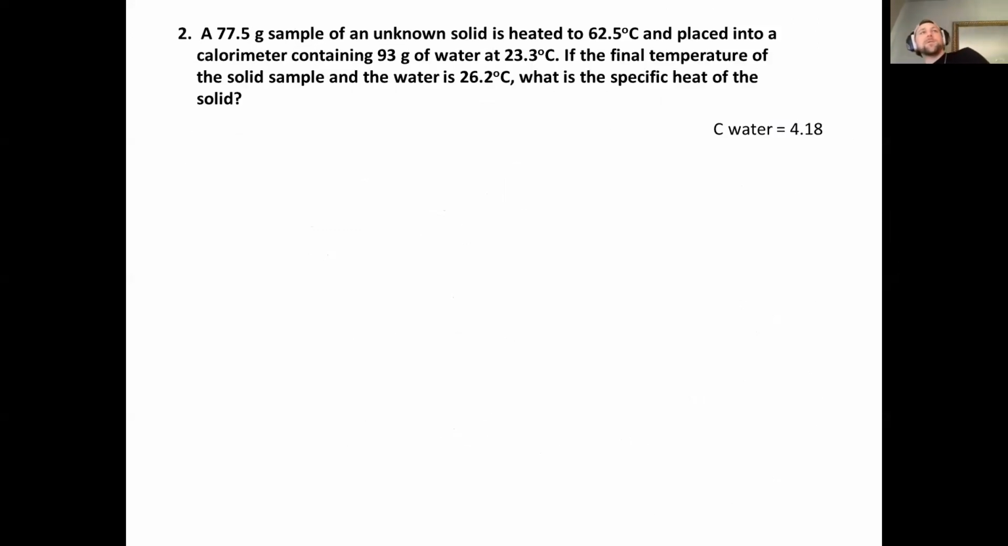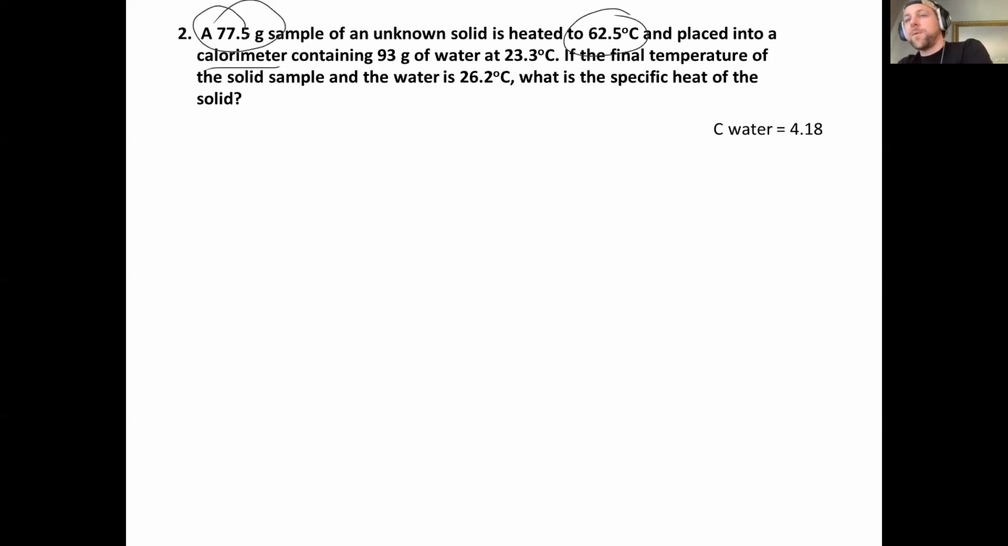So let's go to our second warm-up question. A 77.5 gram sample, so already we have a mass value, of an unknown solid is heated to a temperature. Sometimes when I read through, I'm not really too focused on what the numbers actually are, just what variables they represent. So we have a mass of a sample of a solid, and it is heated to a temperature and placed into a calorimeter, which is that device that we use to transfer heat between more than one substance.